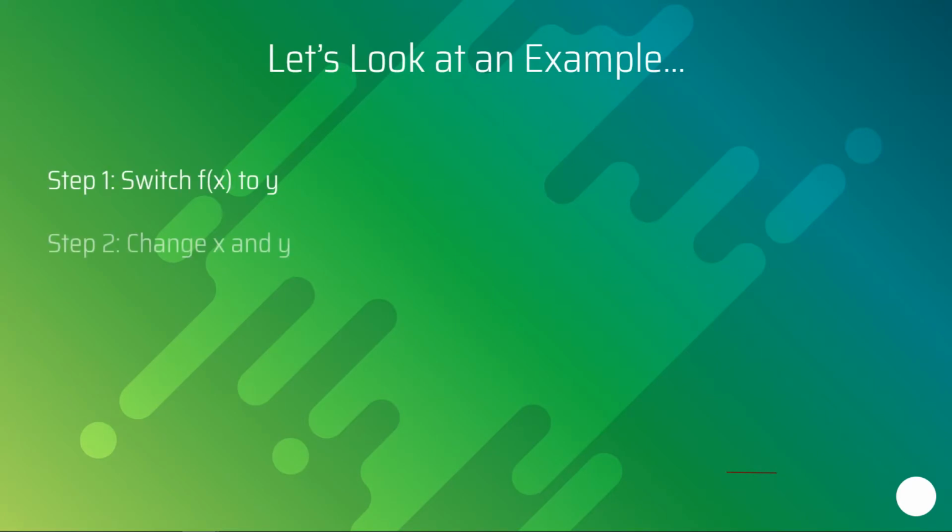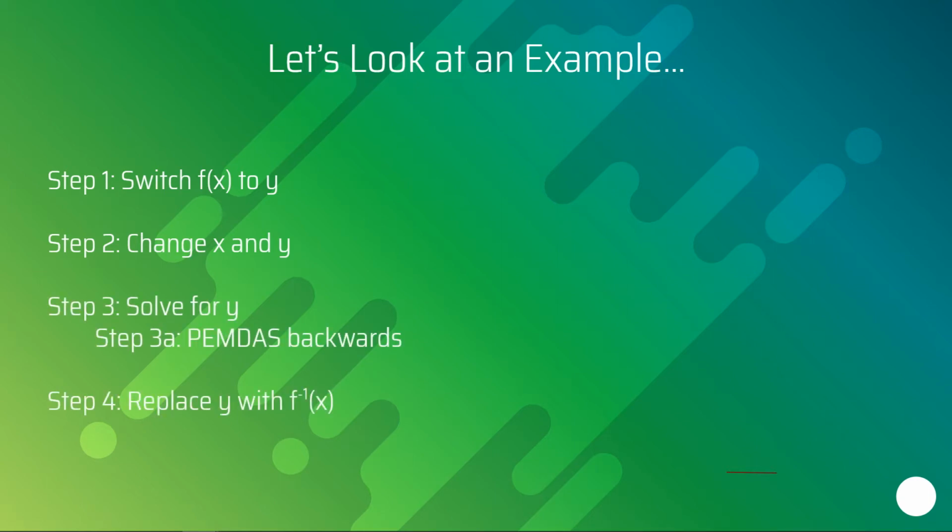We switch f of x to y, change the x and y's positions, and then solve for y using PEMDAS. So we have f of x is x squared plus 3. That's our quadratic. We change it to y equals x squared plus 3. We switch x and y's positions, solve for y by subtracting 3 from x, and then we have a y squared here.